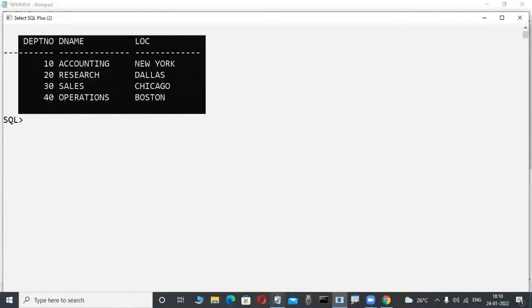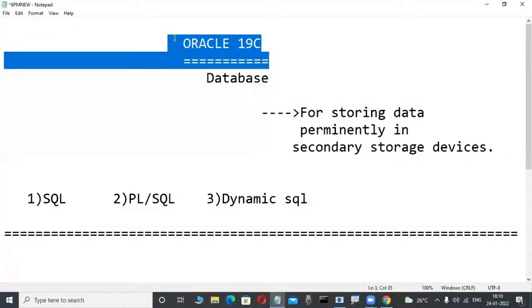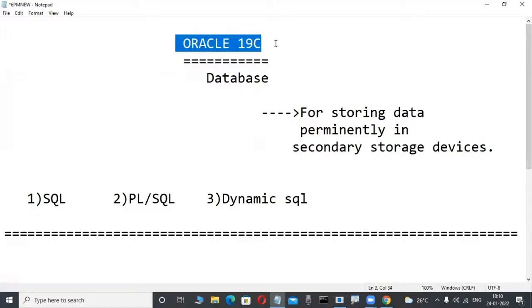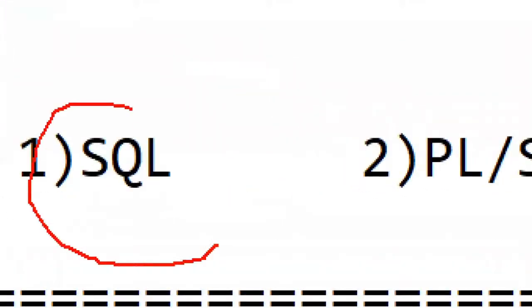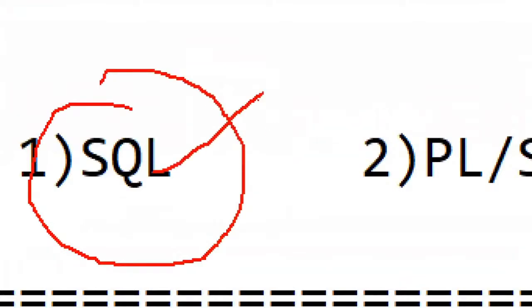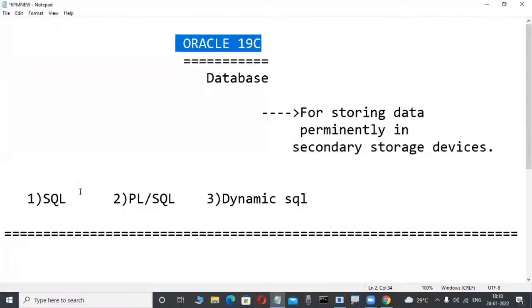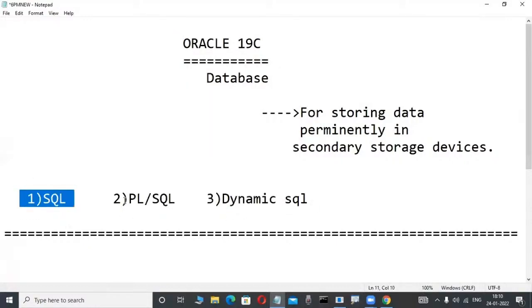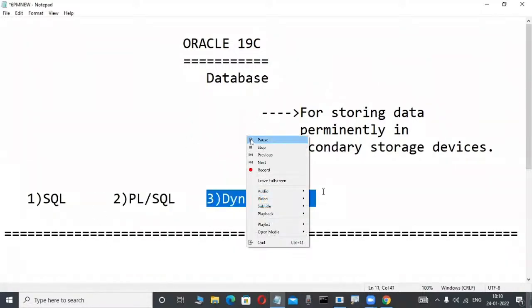For operating these relational data model products, one universal language is there. What is that? SQL, structured query language. But for operating the Oracle product, not only the SQL language, three languages are there. One is SQL, after SQL there is PL/SQL, procedural language extension for SQL. Another one is dynamic SQL.